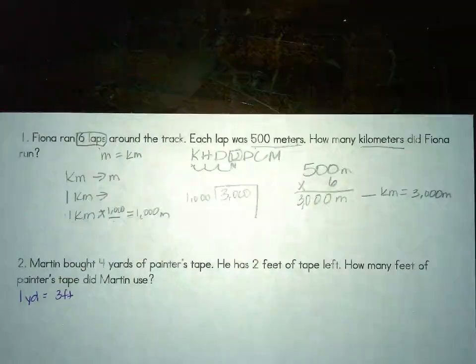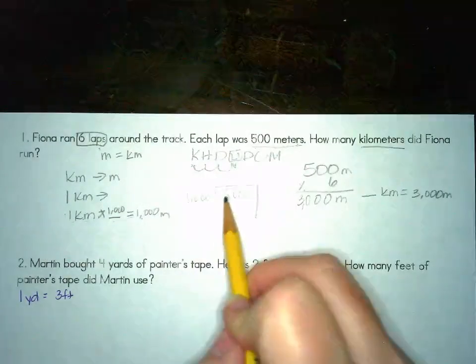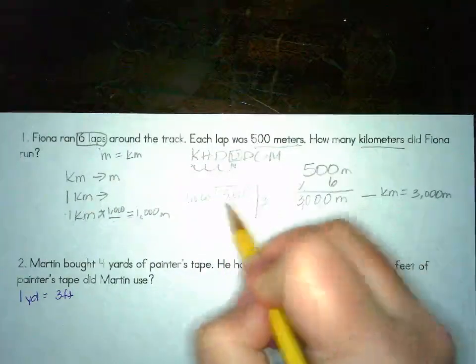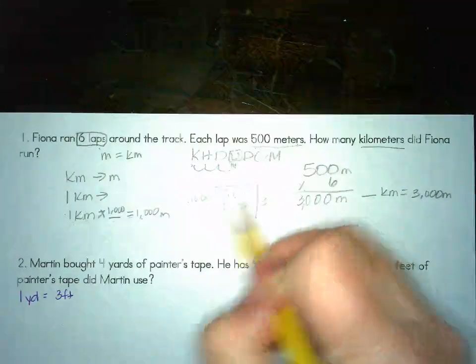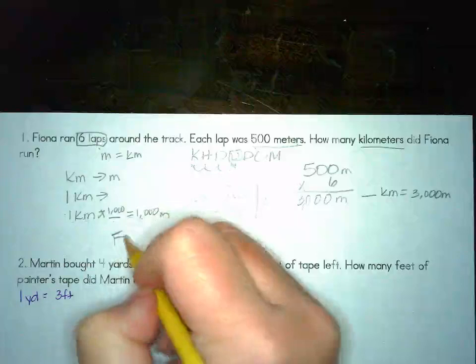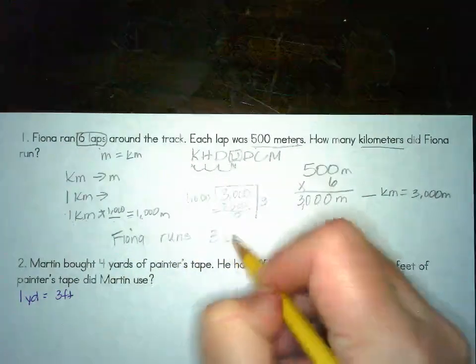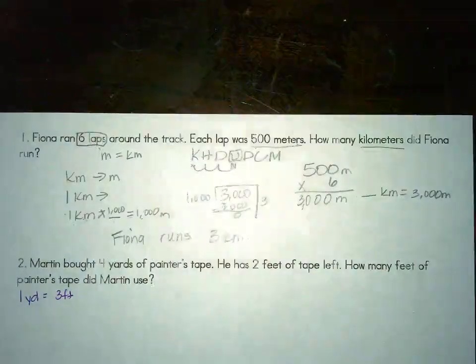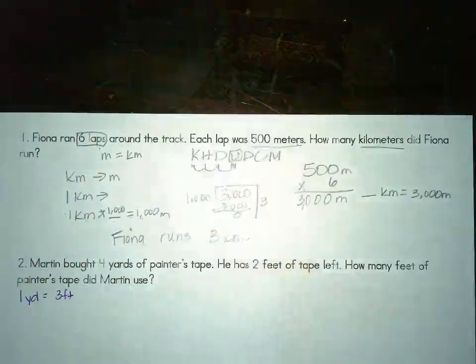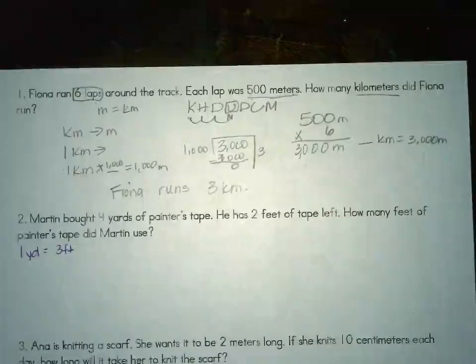Now, this should be easy math for us. 1,000 times what will equal 3,000? 3. So, Fiona runs 3 kilometers. Okay? Did you see how I did that? All right. So go ahead and check your work through that problem, and let's move on to the next one.